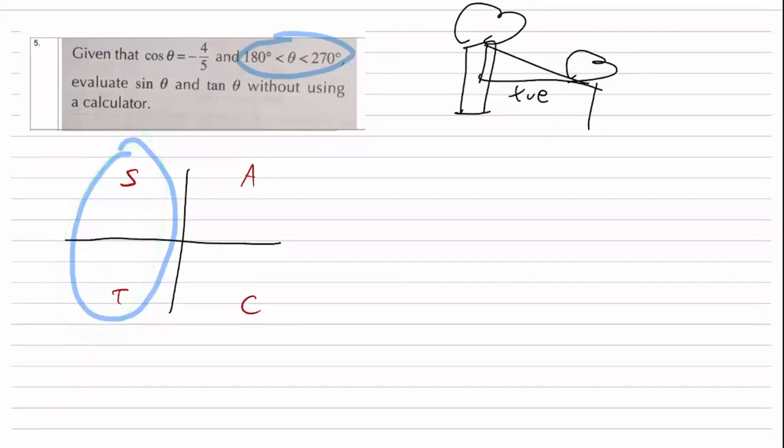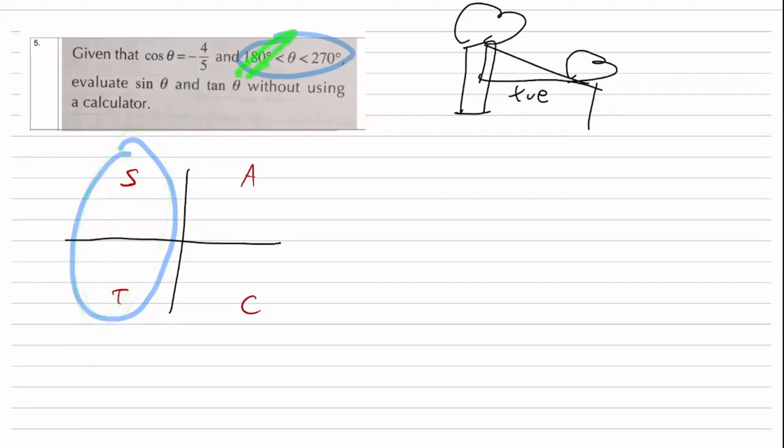Yes, correct. Cosine. Cosine will be negative in both of those quadrants. You agree? Here, S means only sine is positive, so cosine is negative. Here, T is positive, so it means cosine is negative. In both scenarios, cosine is negative. That's the common pattern, which is why cosine theta has a negative 4 over 5. Do you get why it's negative now? Okay, so it's for sure in quadrant 2 or 3.